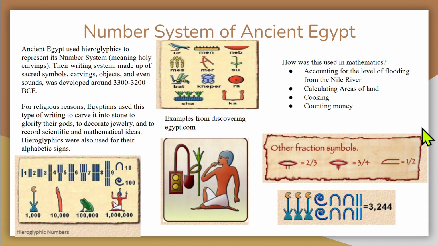Hieroglyphics were also used for their alphabetic signs. How was this used in mathematics? It was used for counting money, cooking, calculating areas of land, and accounting for the level of flooding from the Nile River during this time.